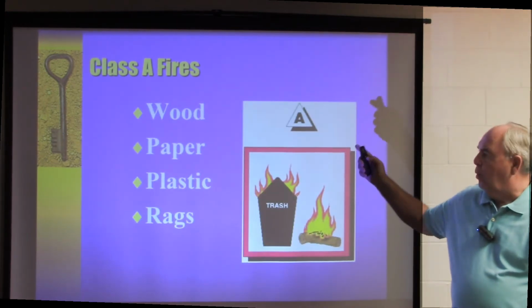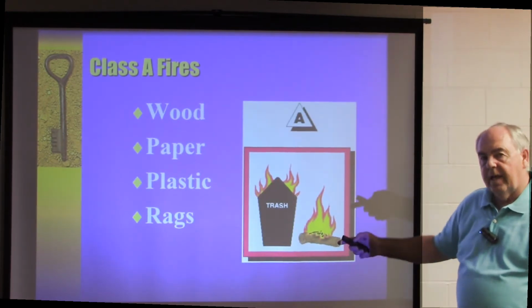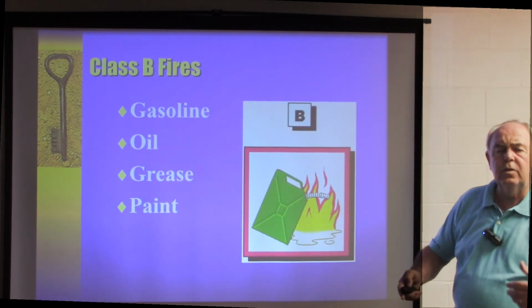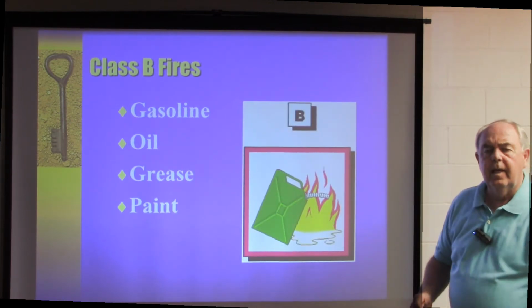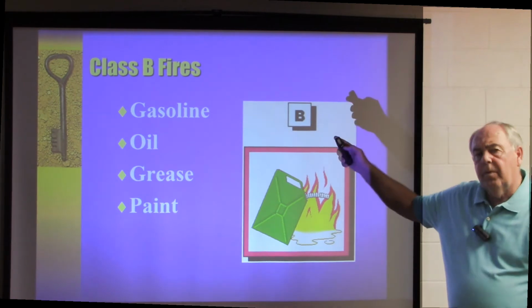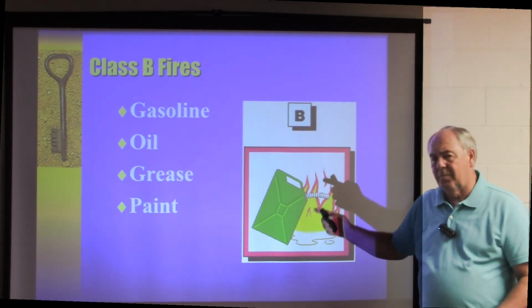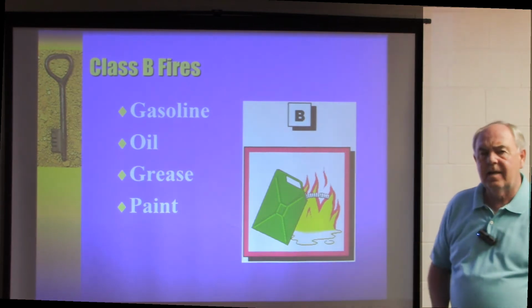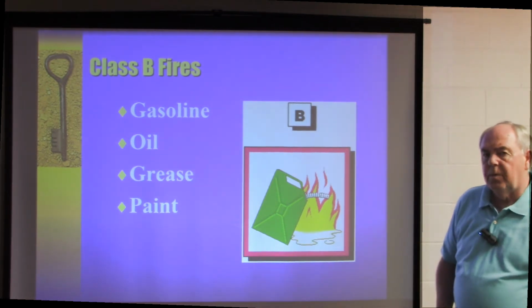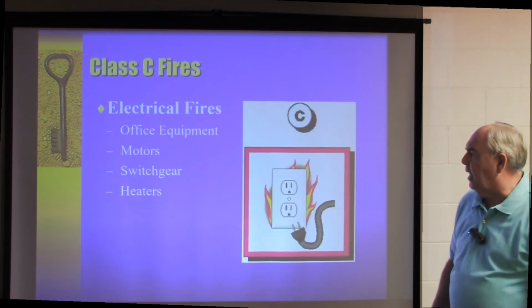Class A fire: wood, paper, plastic, rags. Things you can normally put water on and would probably put them out. But when we go to the Class B fire, we're talking gasoline, oil, grease, paint, thinners, things of that nature that you really don't want to put water on to put out the fire.